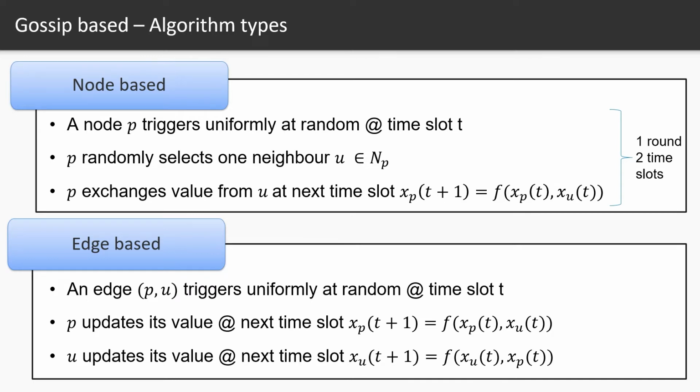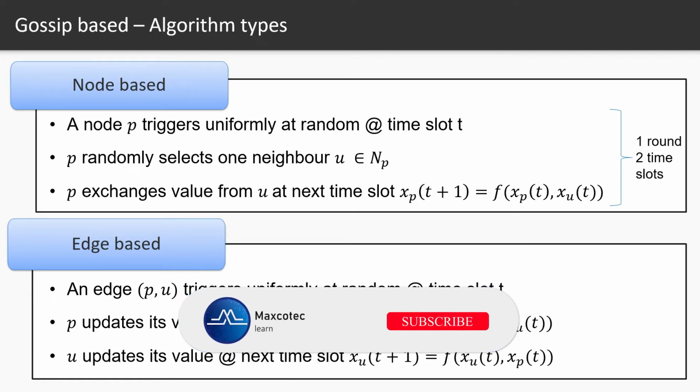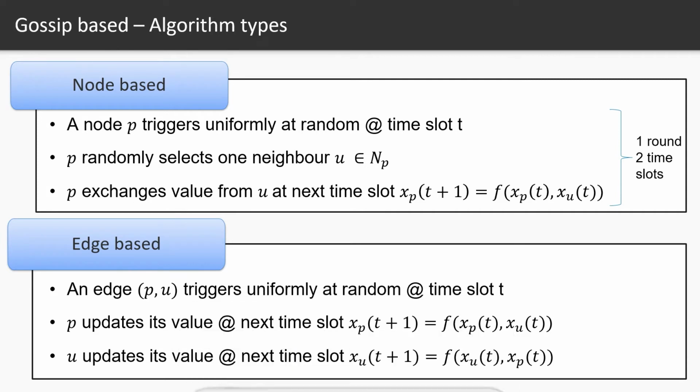Looking at the node based one, after node p has been triggered uniformly at random, p randomly selects one of its neighbors, u, which is a subset of all of the neighbor sets of p. Then p exchanges the value from u at the next time slot. Whereas in edge based, after an edge is triggered uniformly at random, both of the nodes update their value at the next time slot. In our next examples, we will be mostly talking about the node-based algorithm.